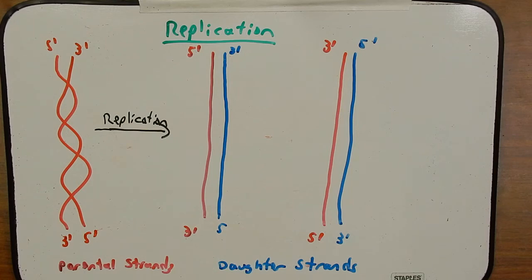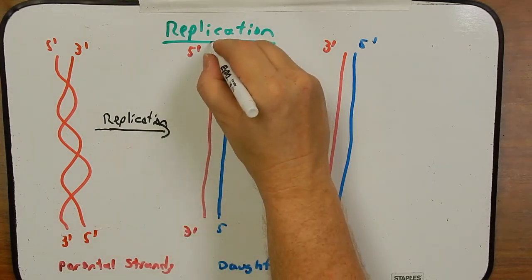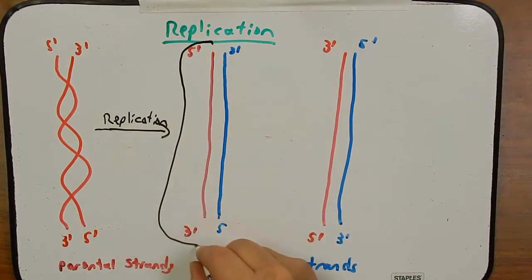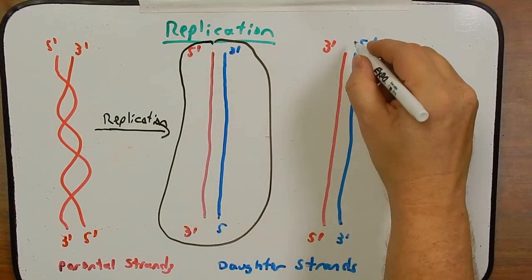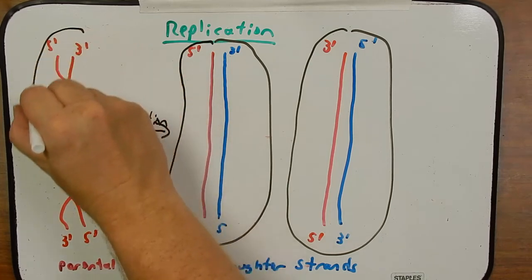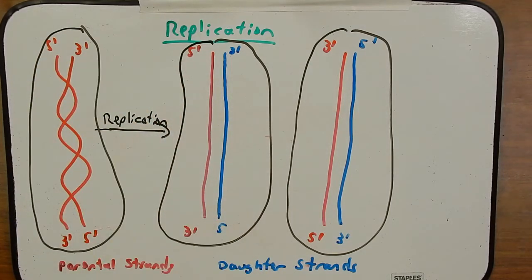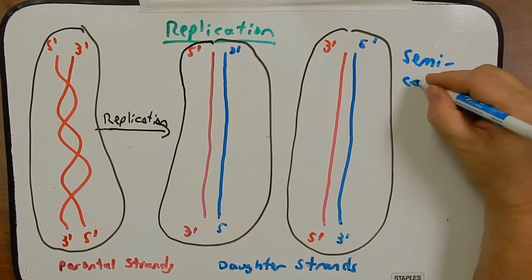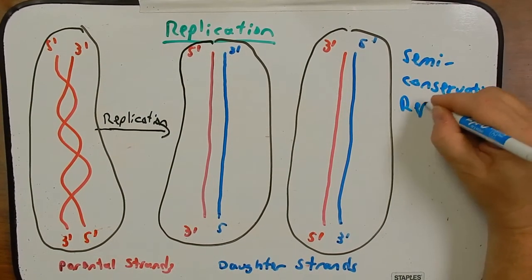Then as cell division continues, and we'll go through mitosis later in the semester, so I won't talk about it now, this new DNA gets packaged up into a new cell. I should draw a cell around this one too. By this process, the DNA in these new cells will have an exact copy of what was in the original cell. We call this semi-conservative replication.